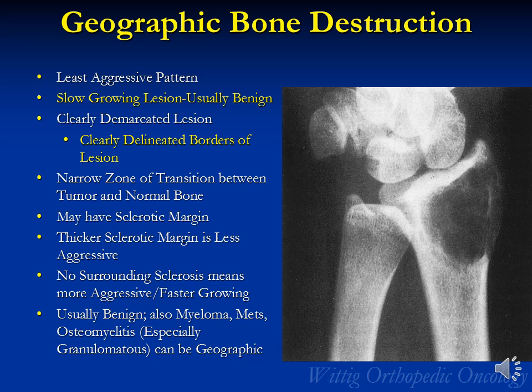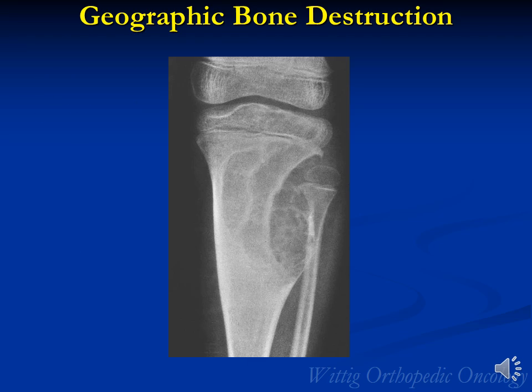There are some exceptions. Myeloma can have a geographic appearance, as can metastases and osteomyelitis, particularly fungal or tuberculous osteomyelitis, granulomatous type of osteomyelitis, which can look very geographic in nature. We're going to go through various examples, but what you want to look at with these different examples of geographic bone destruction is the sharp zone of transition between the tumor and normal bone. This is an aneurysmal bone cyst. Sharp zone of transition.